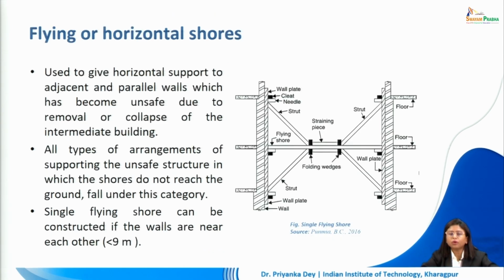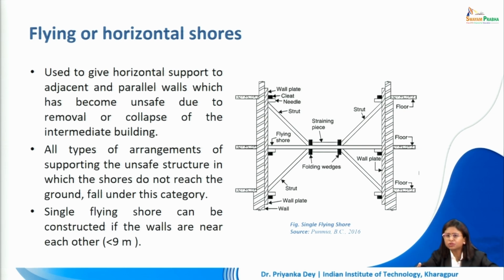The next type of shoring is called flying or horizontal shores. This is used to give horizontal support to the adjacent and parallel walls, which has become unsafe due to removal or collapse of an intermediate building. It is possible that we may have two adjacent walls, and we do not have the possibility of taking support from the ground. Maybe there is lack of space, maybe the portion that needs to be repaired is much higher up from the ground level.